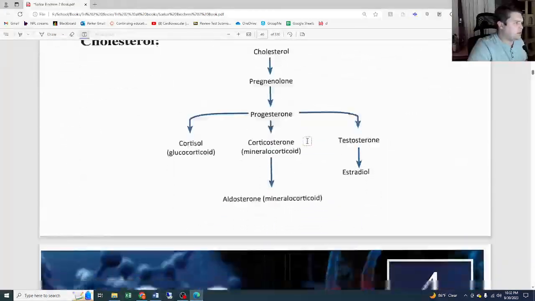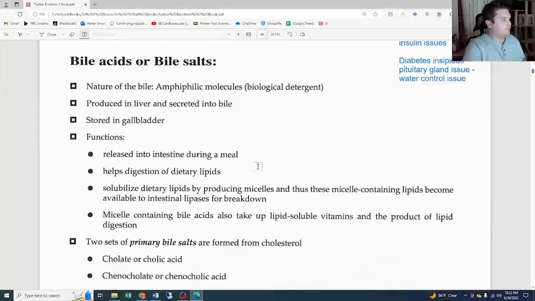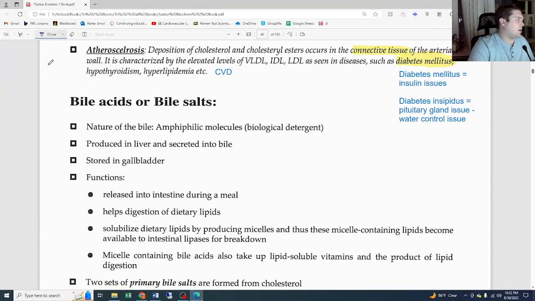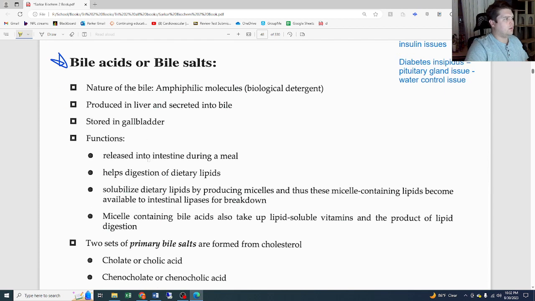Let me see, how long is this bile part? Okay, we'll get through this bile part. I feel like this is the part that a lot of people get really tripped up on. I'm talking about the bile acids and the bile salts. I'll try to break this down and make it pretty clear.